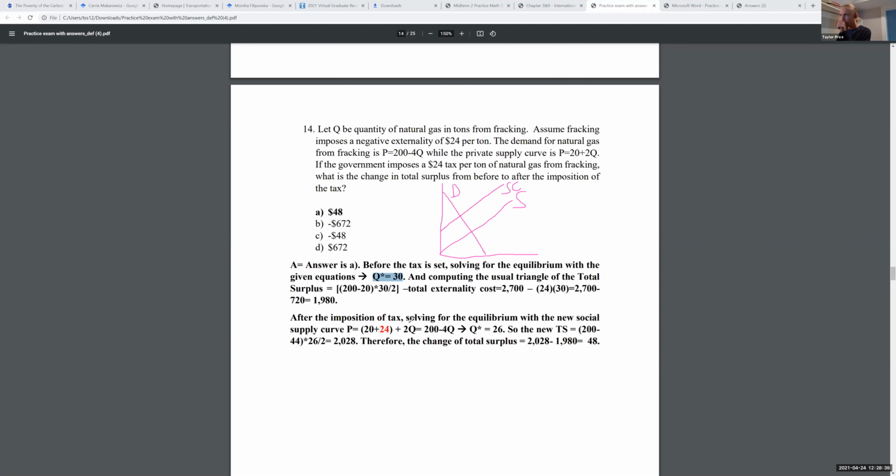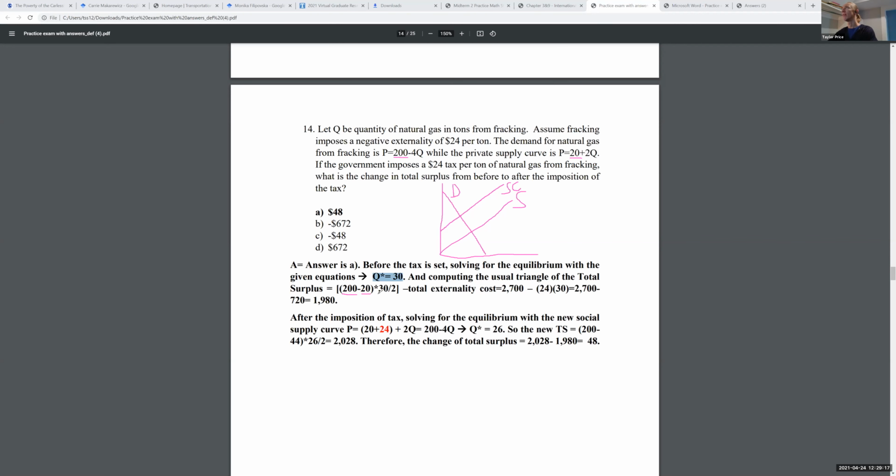For example, it changes total surplus before the tax. It changes total surplus after the tax. After the tax. Yeah. Okay. Yeah, thank you for that clarification. I can definitely go over the formula too. So for the total surplus, this 200 is coming from here, and then the 20, they're basically just taking from here and plugging it down here.